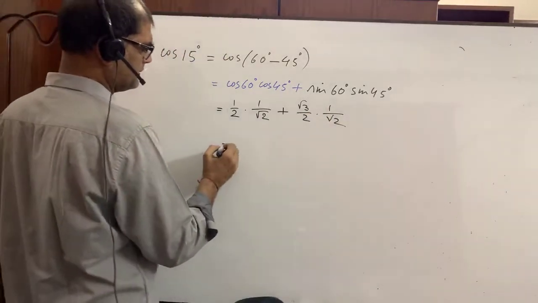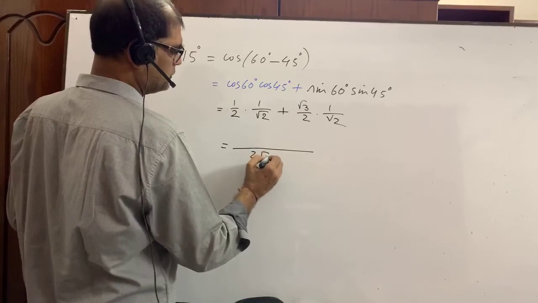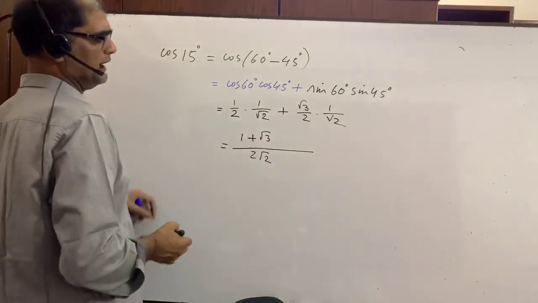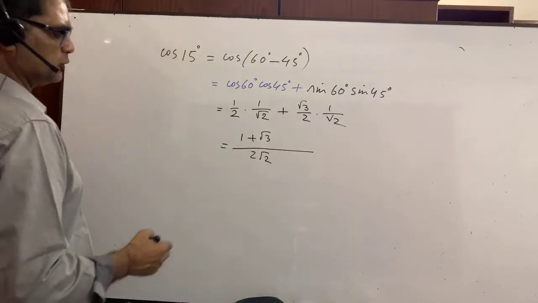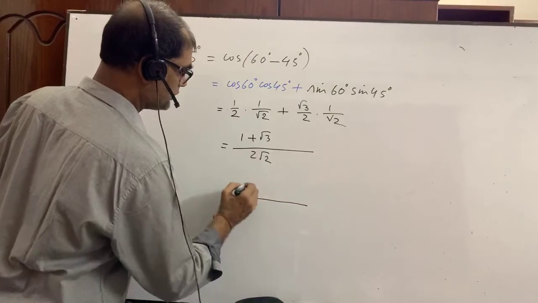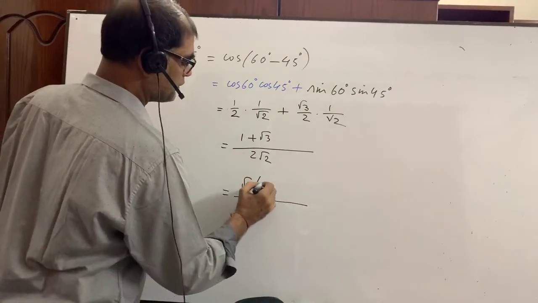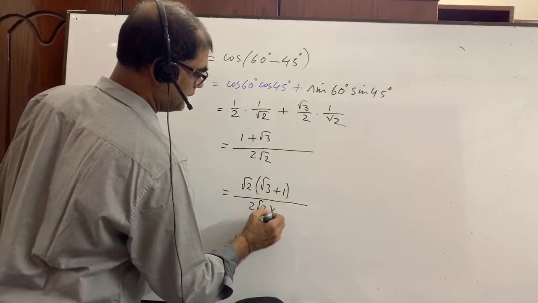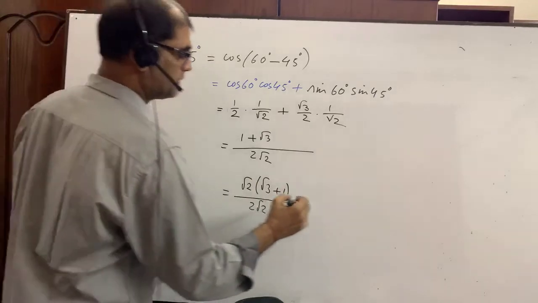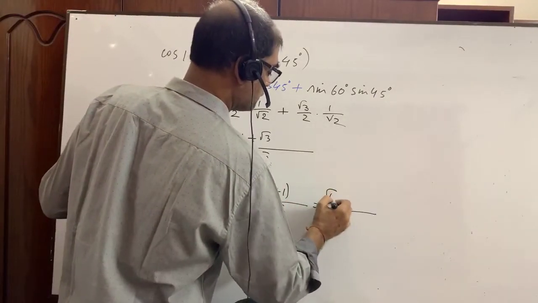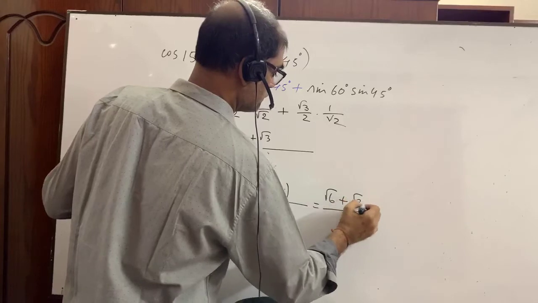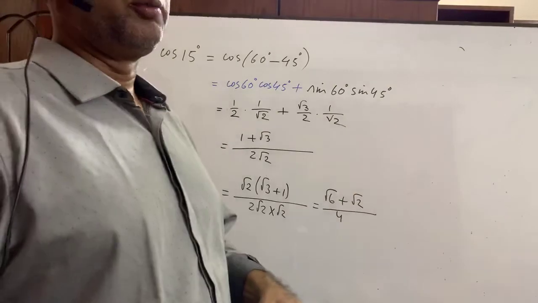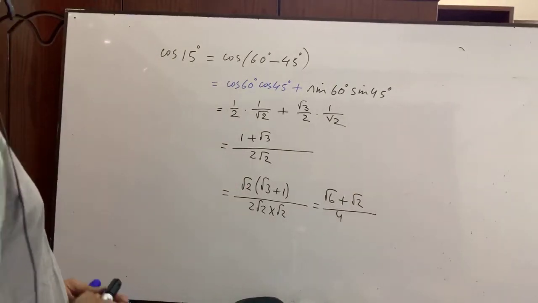Like the previous math, let's get the LCM. 2 root over 2, here it is 1, and here it is root 3. Now I will multiply by root over 2 to rationalize the denominator. That is root 3 plus 1 by 2 root 2 into root 2. That means root over 6 plus root over 2 by 4. As well as if you have a calculator, you can operate and you will get the same value.